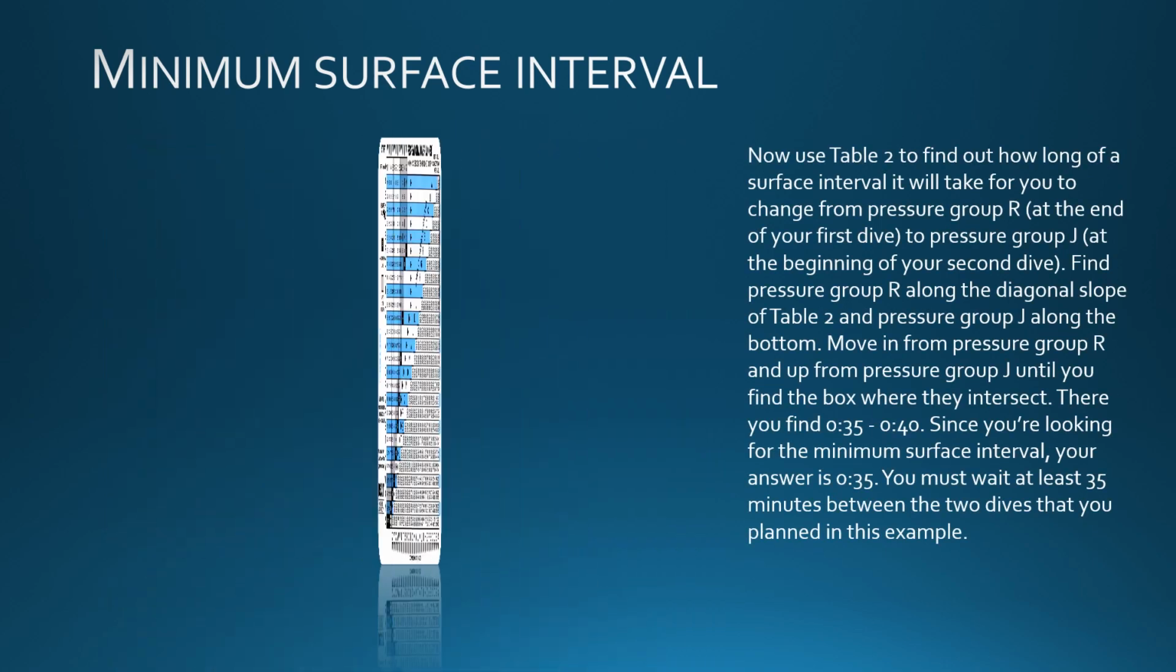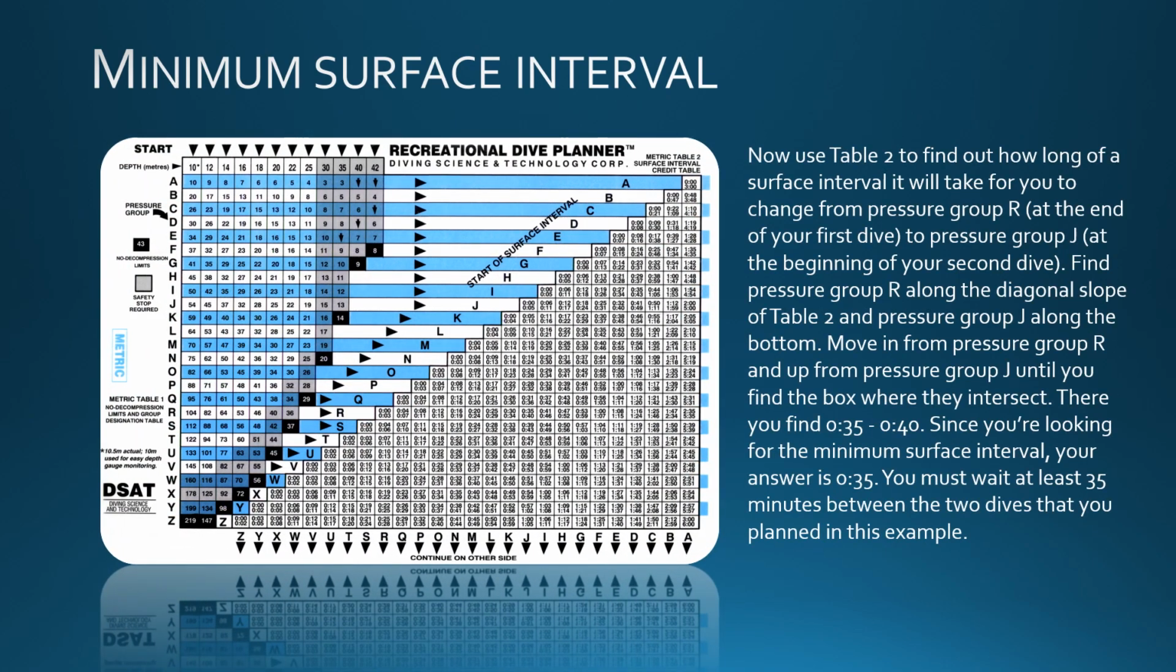The rest is a piece of cake. Flip over to table 2 and go back to row R. That's our pressure group from the first dive. And scroll right until you intersect with column J from the bottom. J is the pressure group we need to be in for dive 2. The point where R and J intersect, we have a box with 35 to 40 minutes. The lower number, 35, is our minimum surface interval. So now we know we need to wait at least 35 minutes before we can get in the water for our second dive.